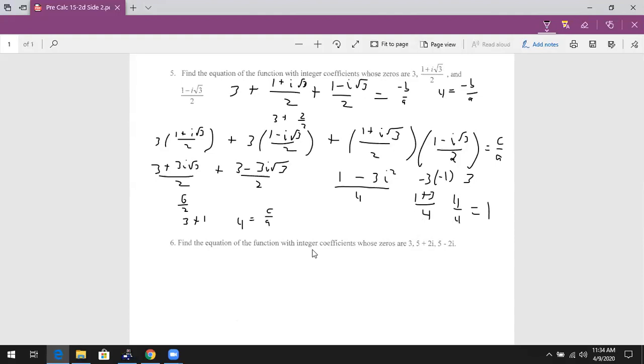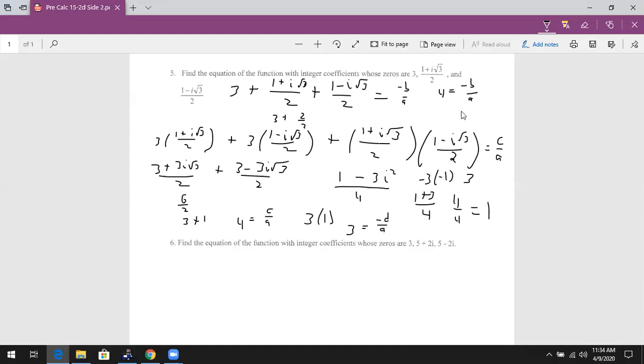And then finally, if I multiply them all, the first zero is 3, and the other two zeros, when multiplied, turned out to be 1. 3 times 1, or 3, is negative d over a.